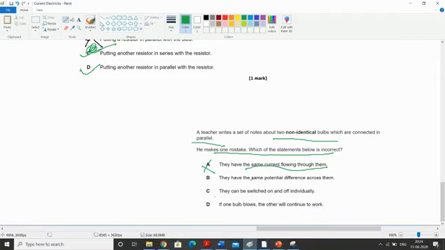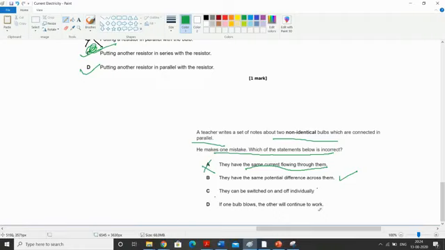The others should be right. They have the same potential difference. That's correct because the voltage is the same. They can be switched on and off individually. Exactly, because if one is off, the other can be on. One bulb is not affecting the other bulb.